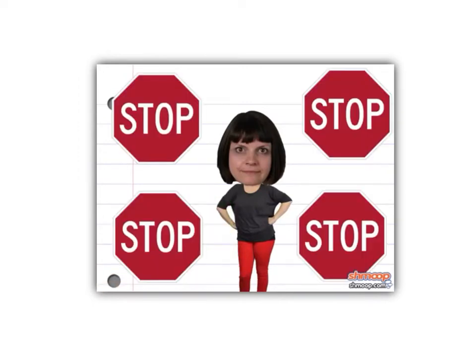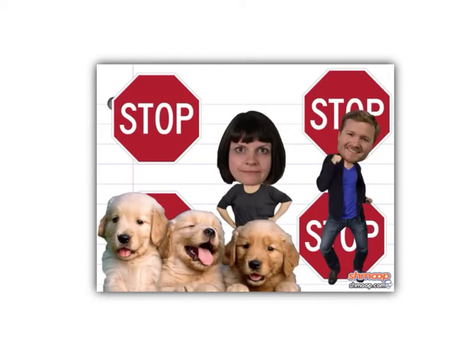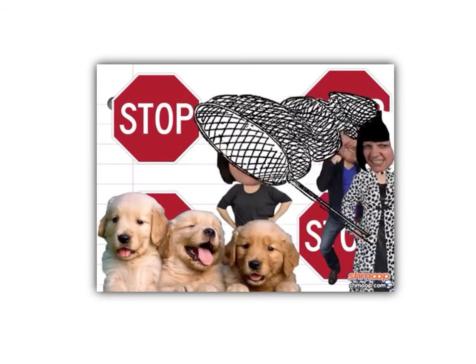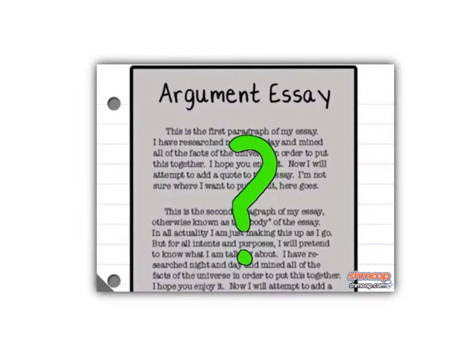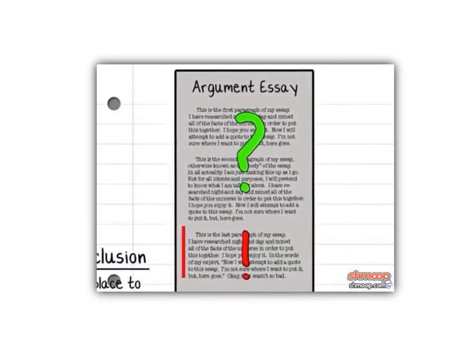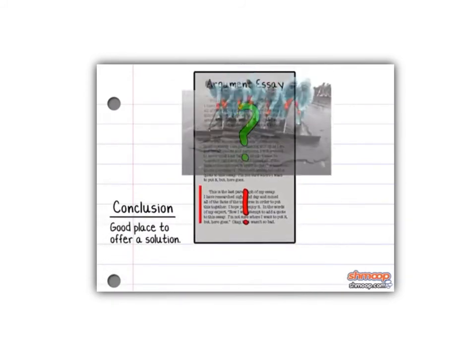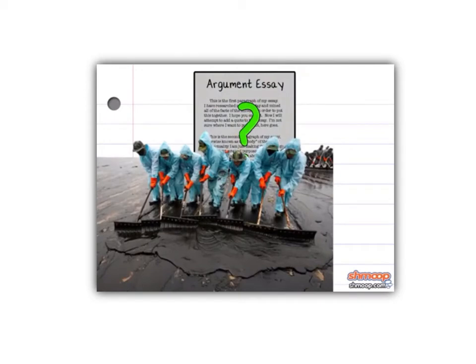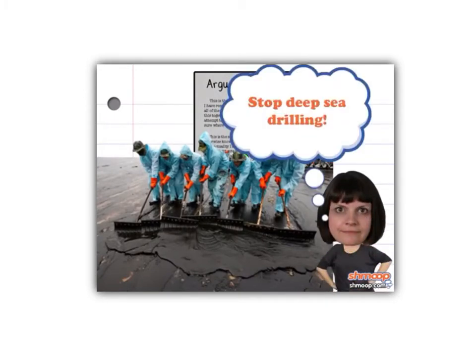You need to pull out all the stops, appeal to the reader's emotions, introduce a twist, basically whatever it takes, as long as it's legal. Because an argument essay will frequently be presenting a problem of some kind, a conclusion is a good place to offer a solution. Sure, oil spills may be increasing in frequency, but it would certainly be less of a downer if you had an idea or two about how to prevent such tragedies from occurring.